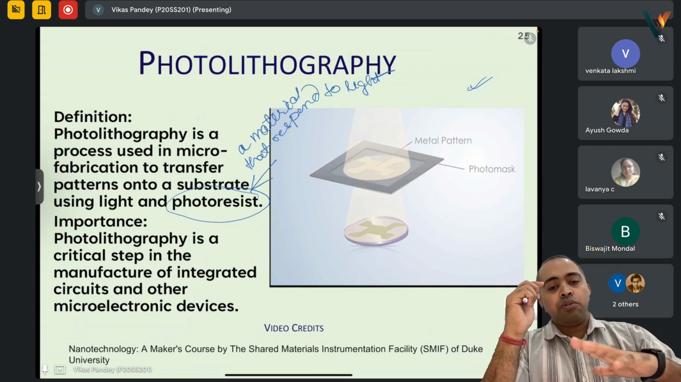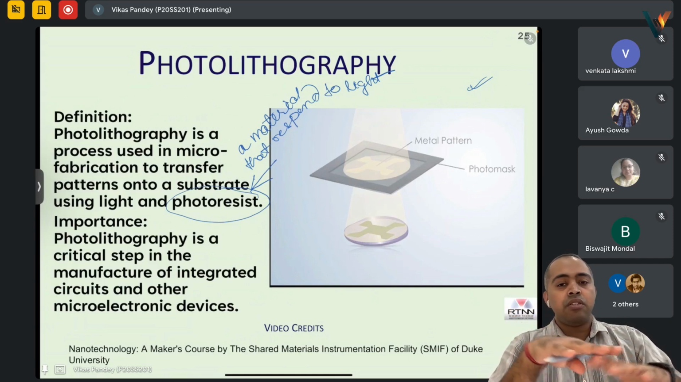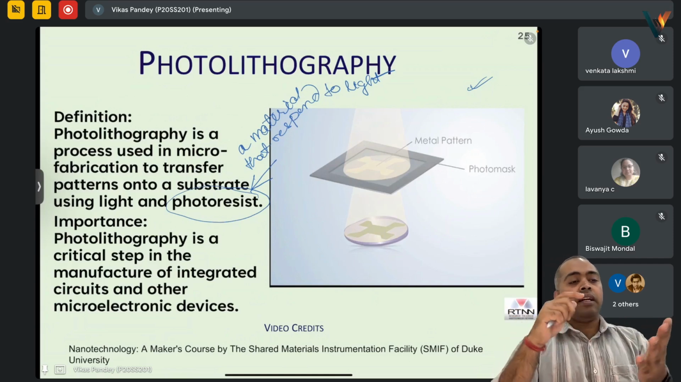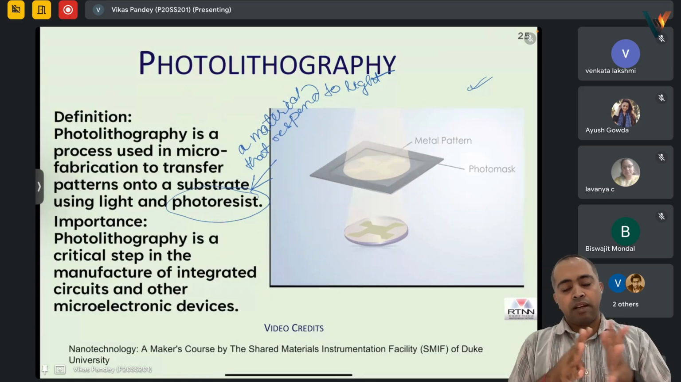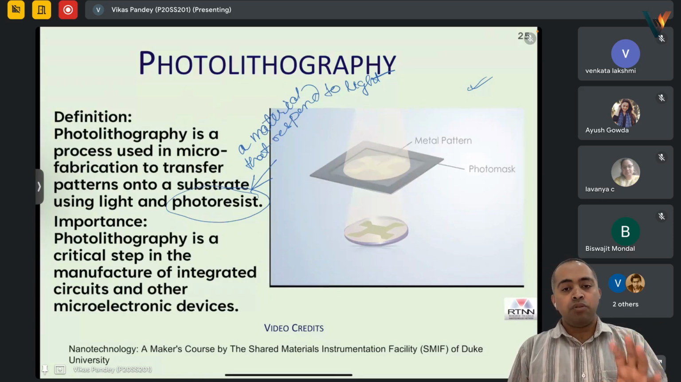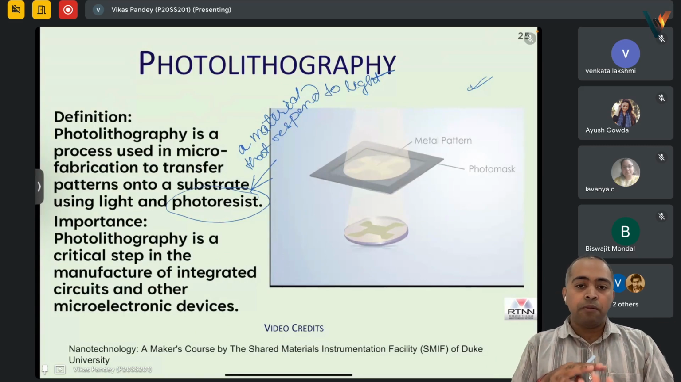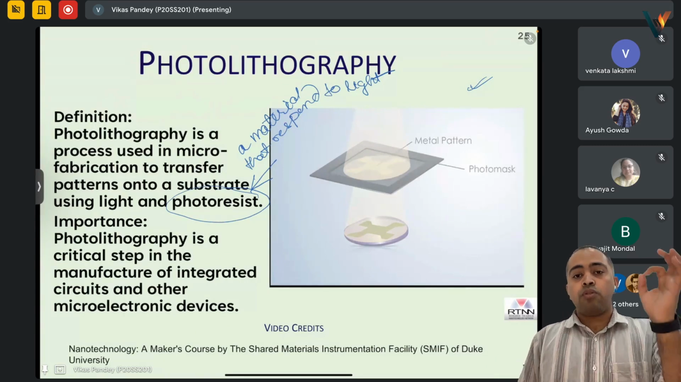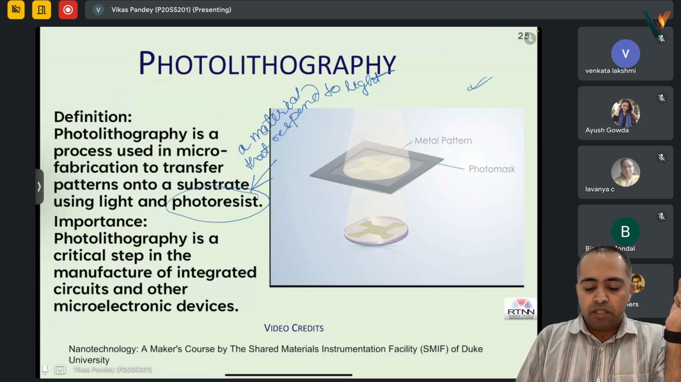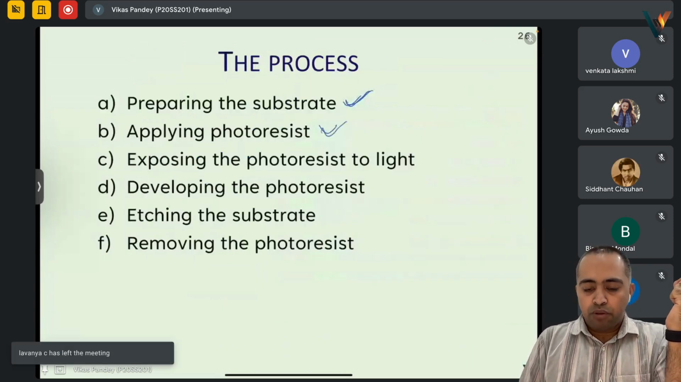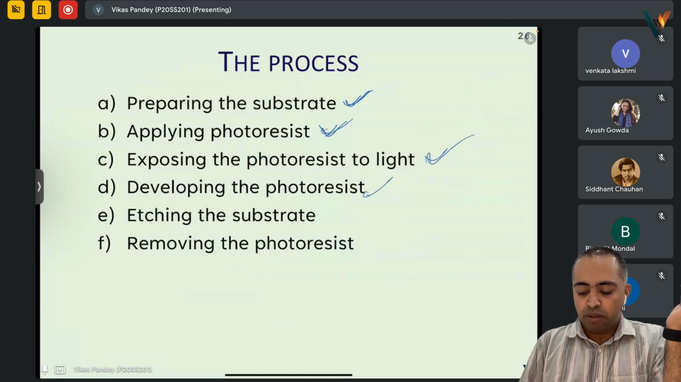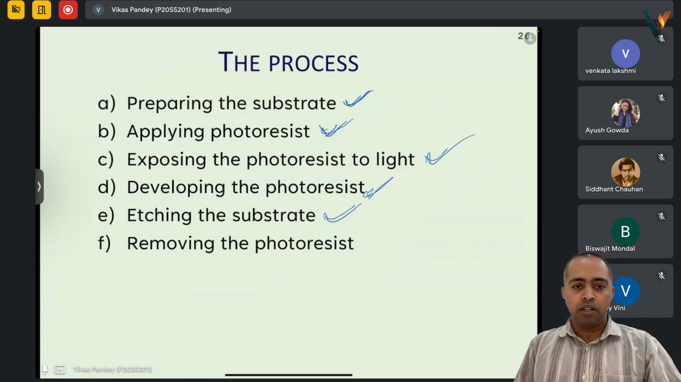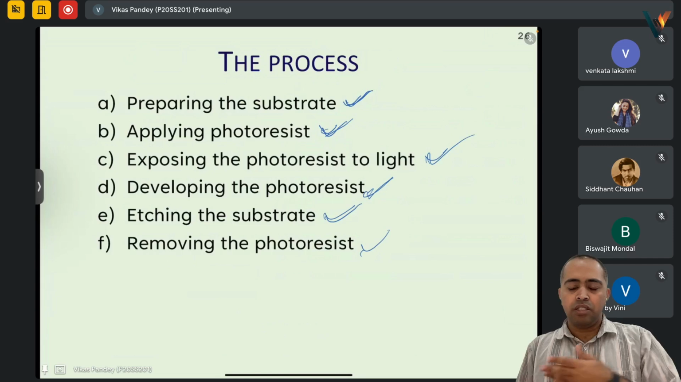So we will use a material which will first have this pattern, and then that photoresist will have the pattern, and then we will use that to pattern our material. So the process is that we prepare the substrate, we apply photoresist over it, expose the photoresist to light, develop the photoresist, etch the substrate, remove the other part, and then we remove the photoresist since its work is done now.